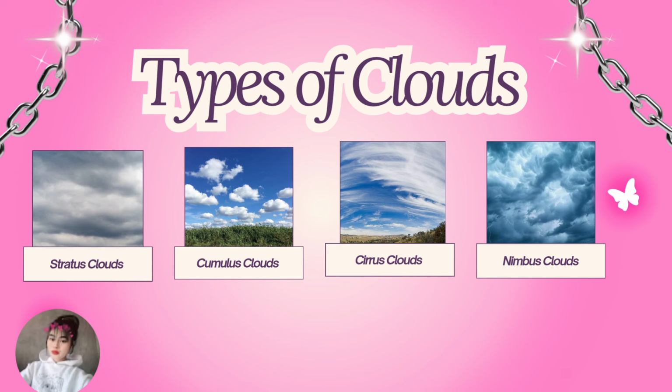Here are the four types of clouds. First, stratus clouds. Second, cumulus clouds. Third, cirrus clouds. And the last one, nimbus clouds.